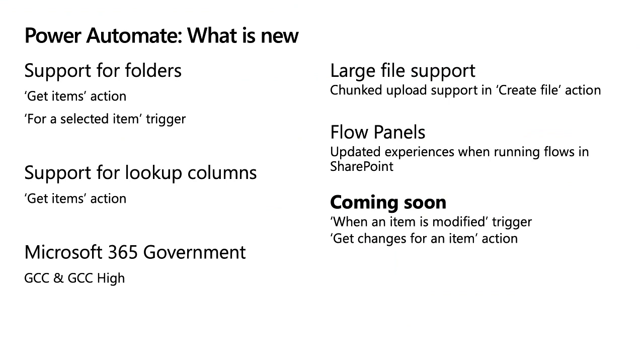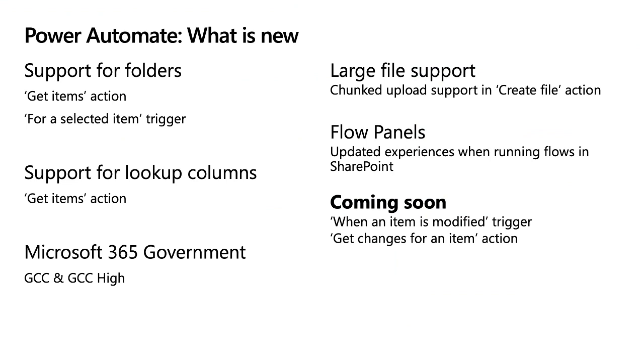build business processes. So in that regard, we have support for folders. This was one of the top asks in the user voice as well, to provide good folder support. So in the get items action, we have the ability to now filter items based on a folder, as well as the for a selected item trigger that supports triggering the flow on a folder. And the same for a selected item will work for a selected file as well.